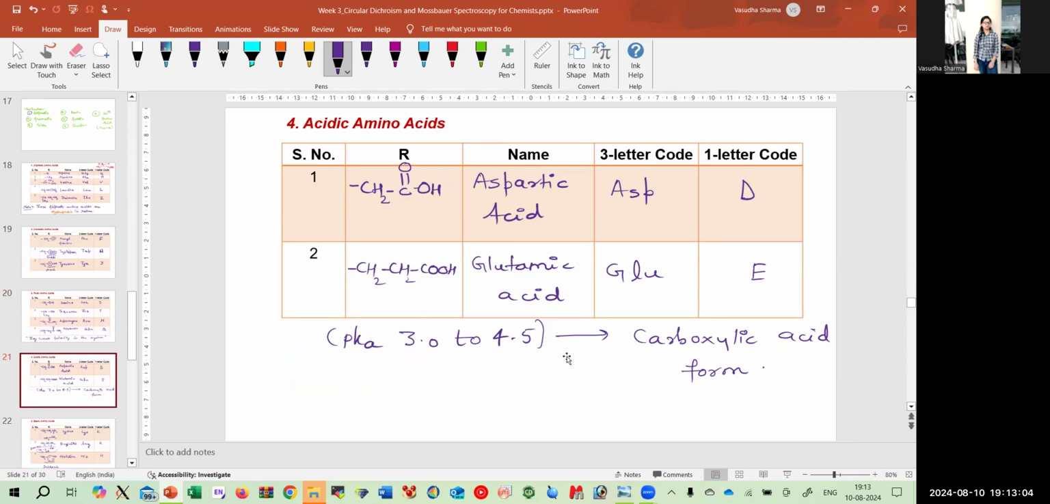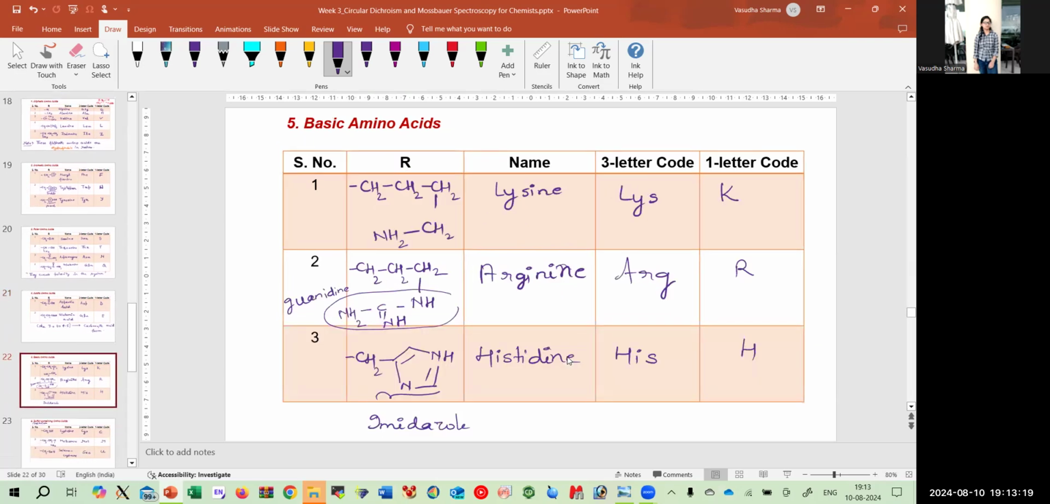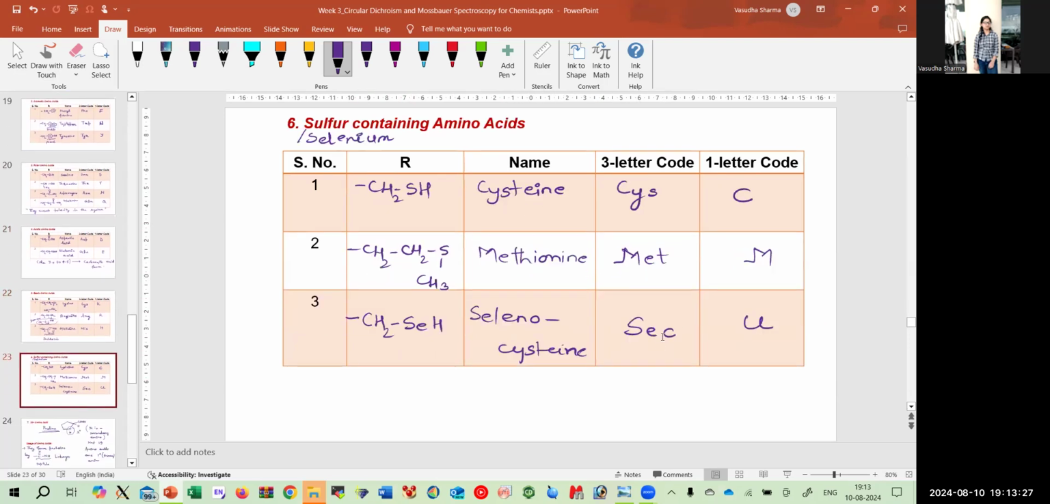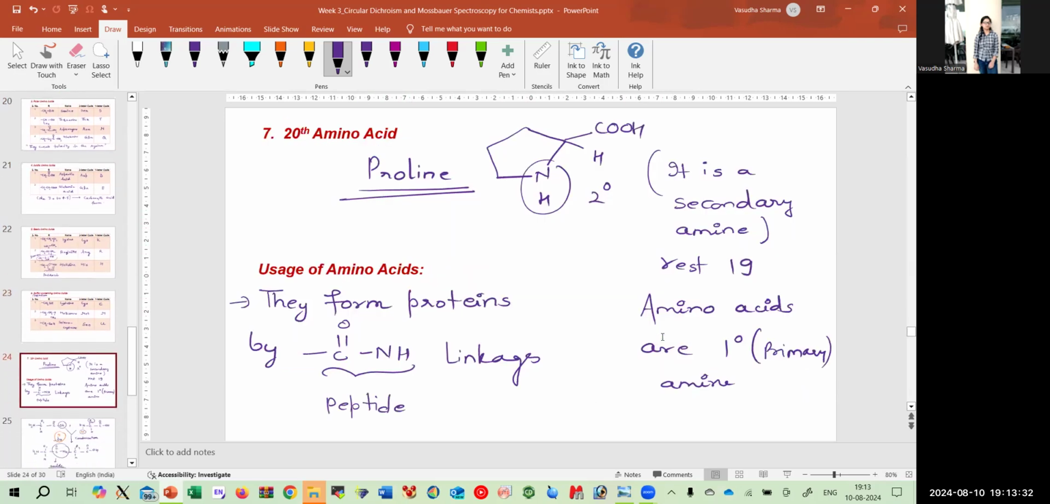Followed by acidic amino acids, because an acidic group is there. So in addition to the amino acid group, we have this additional COOH, in aspartic acid and glutamic acid. If their pK value ranges from 3 to 4.5, they retain their carboxylic acid property. Once it increases, they go to carboxylate nature. Followed by basic, where we expect more NH2 groups: lysine, arginine, and histidine, and sulfur or selenium containing cysteine, methionine, and selenocysteine. And the last type that we read today is proline, which is a secondary amine, and the rest of the 19 amino acids are primary in nature.